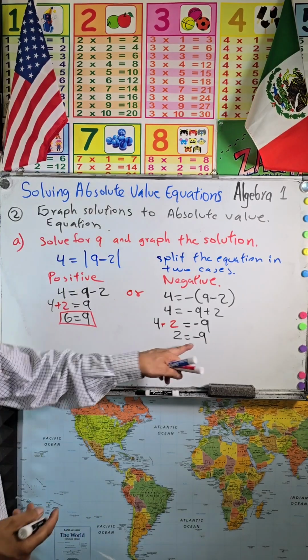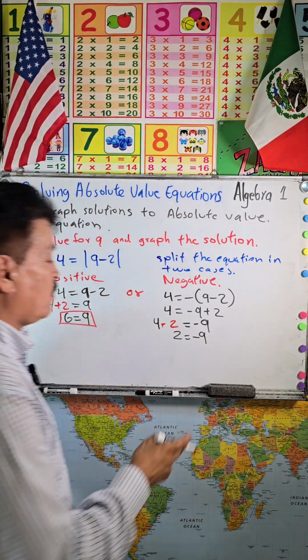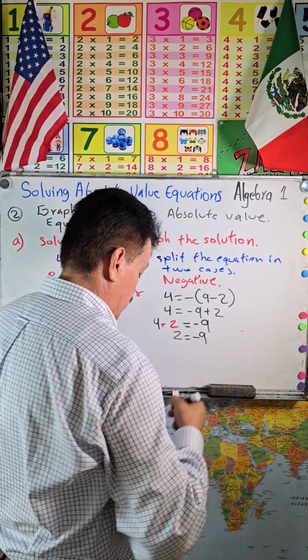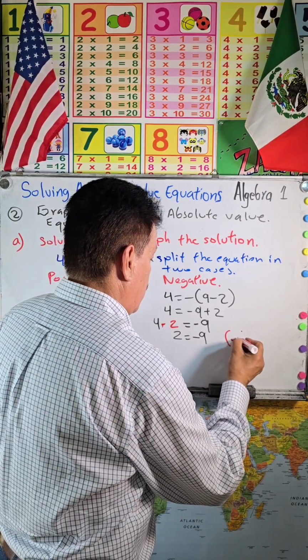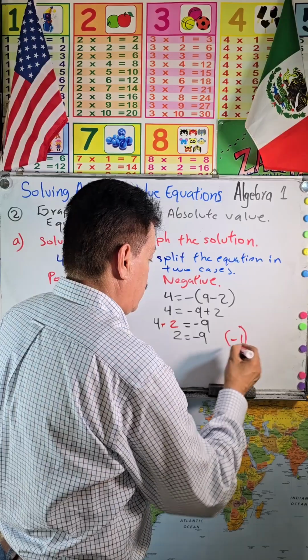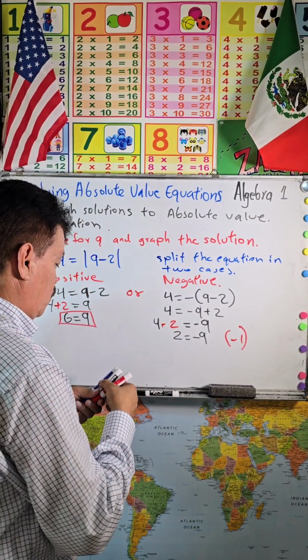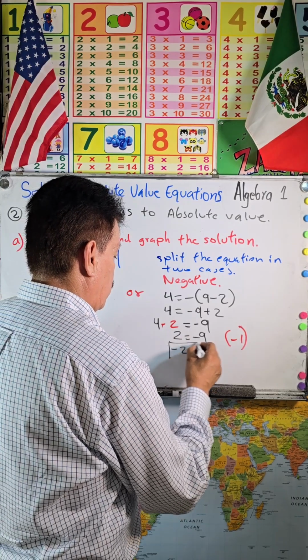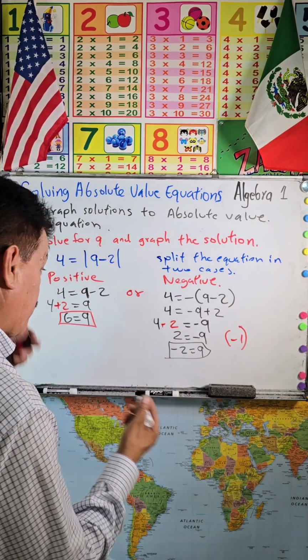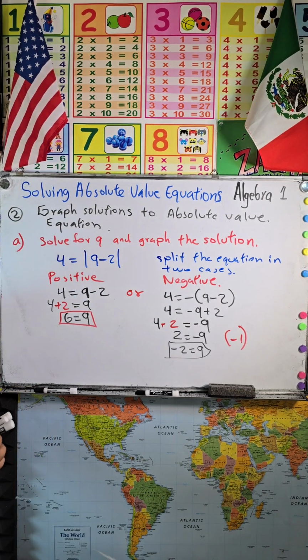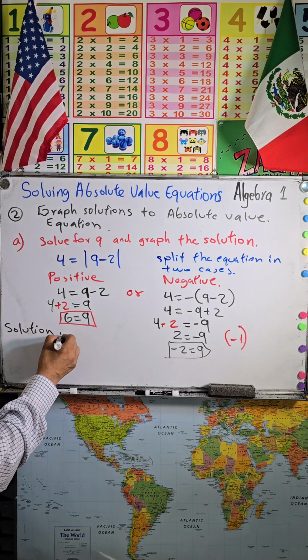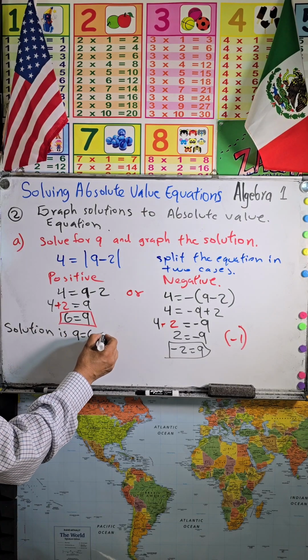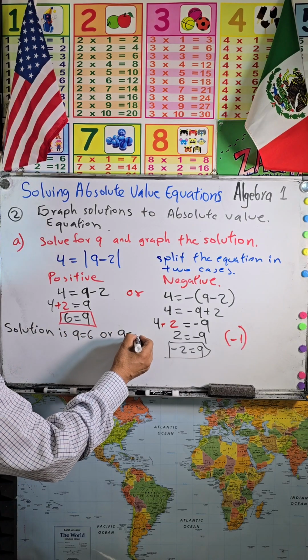But q cannot be negative. We have to multiply by negative 1 here, and then we will change everything. So the solution here: negative 2 equals positive q. So this is the answer, right? So the solution is q equals 6 or q equals negative 2.